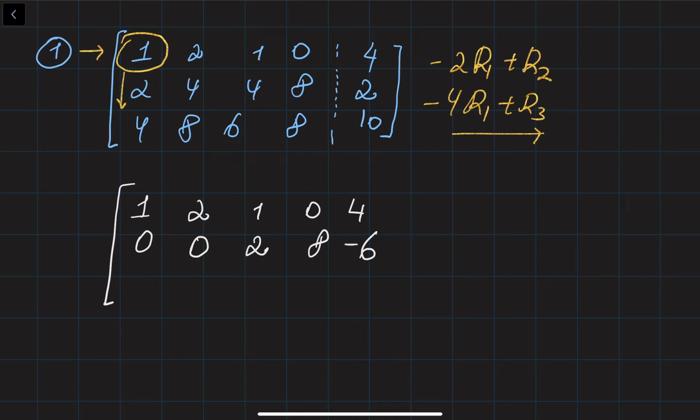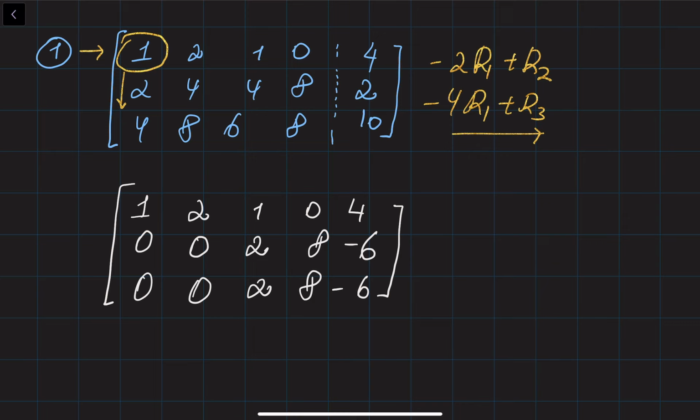Now I'm going to multiply all of these entries by -4 and add this to the last one. It's going to be 0 again. So 2 times -4 is -8 plus 8, it's 0. So it's going to be 2 here, then 8, and -6. Okay, so I've got the pivot in the first column.